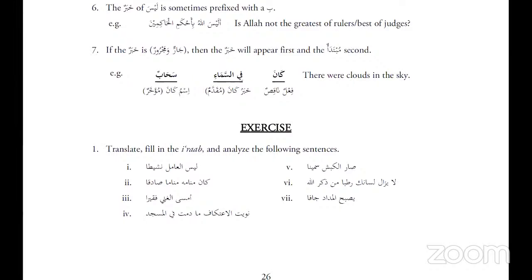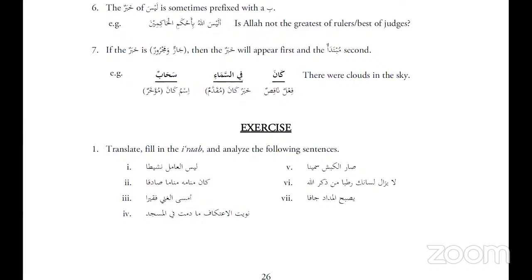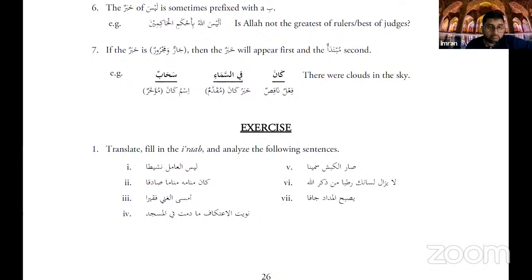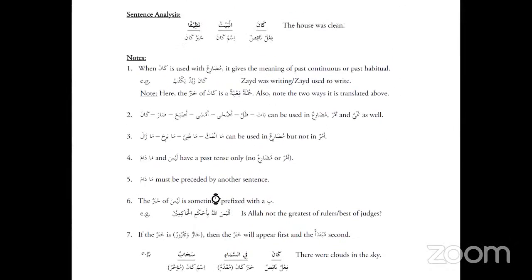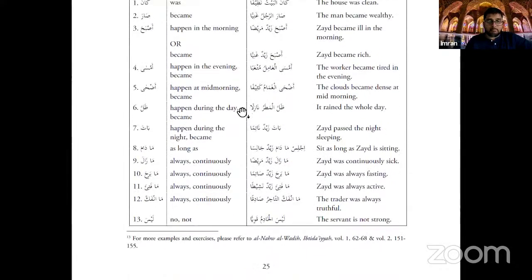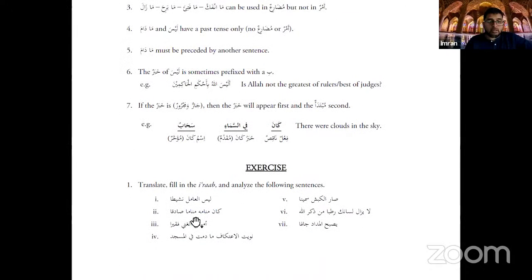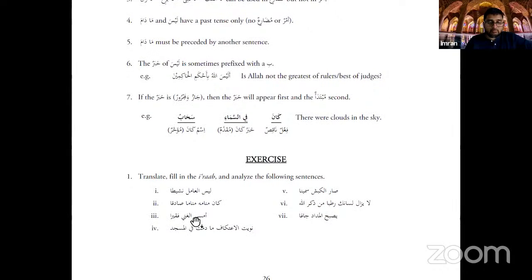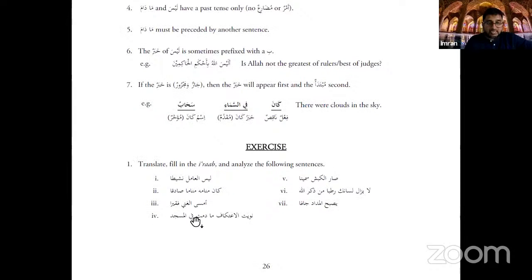Then amsa, right? Correct. Amsal ghaniyu fakiran. So what does amsa mean? We did amsa earlier on. Something continuous, right? No, to happen or become in the evening. So something became poor. So the rich man in the evening became poor. Exactly. Okay, so this is the next example.